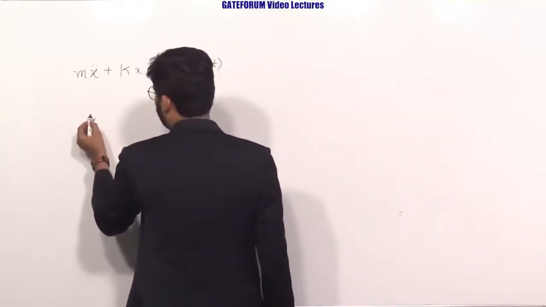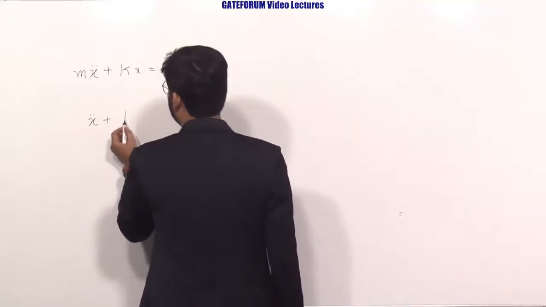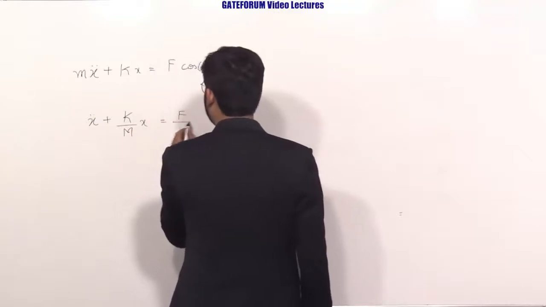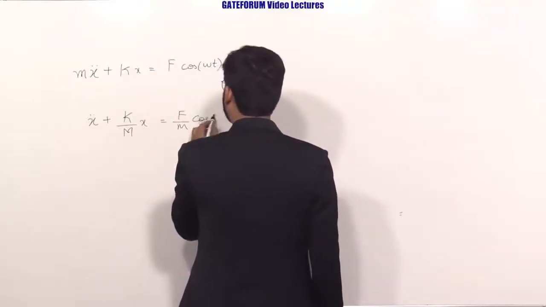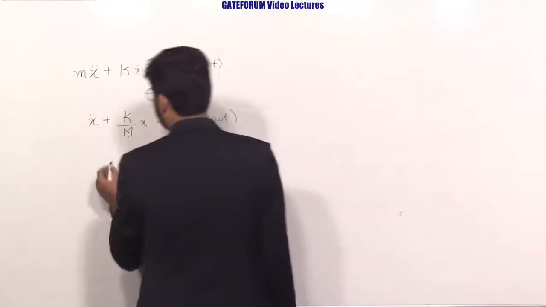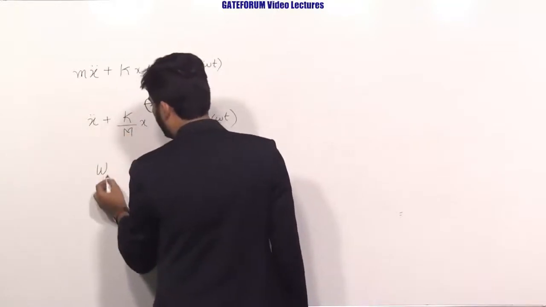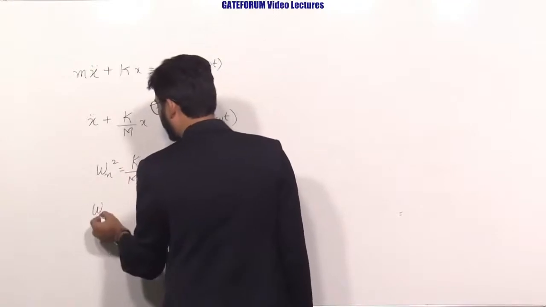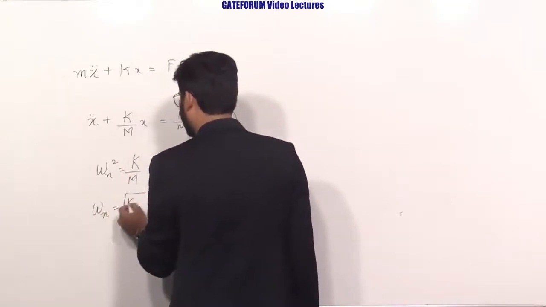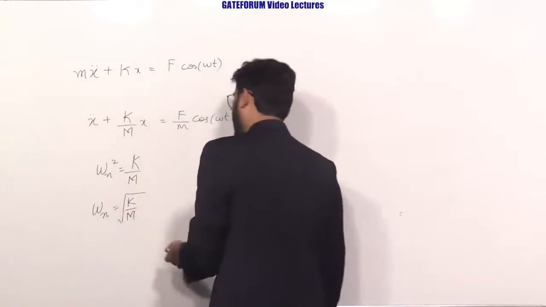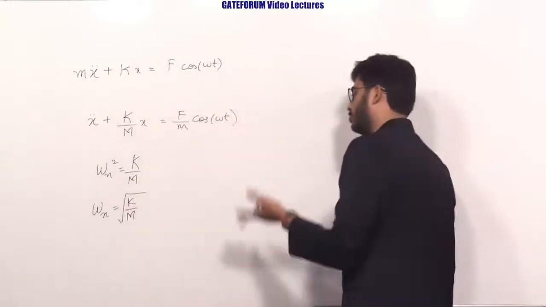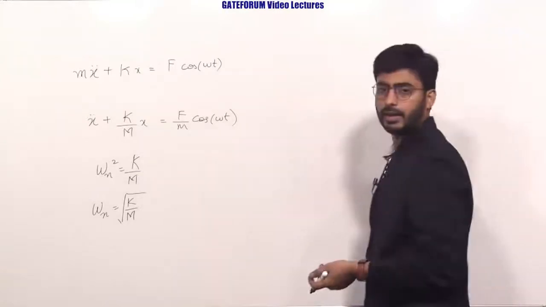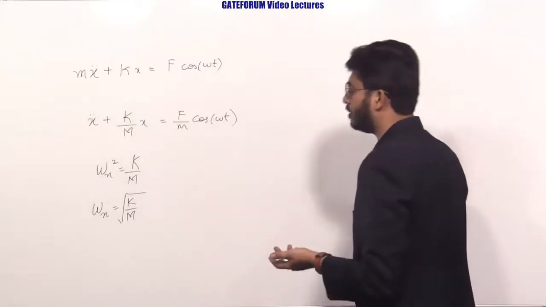When the excitation frequency equals natural frequency, then only resonance will occur. So this will be k by m times x equals f by m cos omega t. Here omega squared equals k by m, so omega n equals root over k by m, which is the natural frequency or the frequency at which resonance will occur. You can also call it the critical speed, or the critical angular frequency.